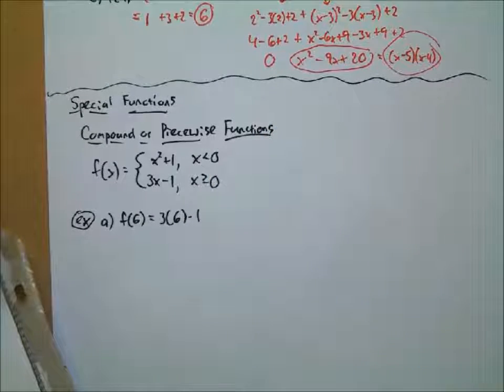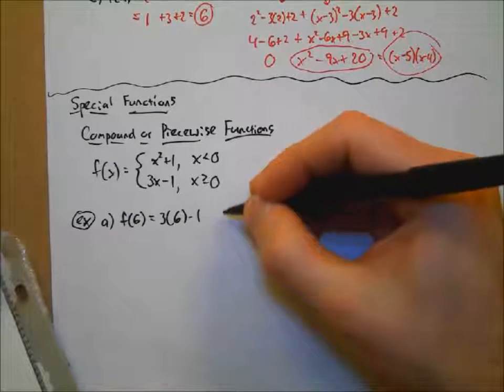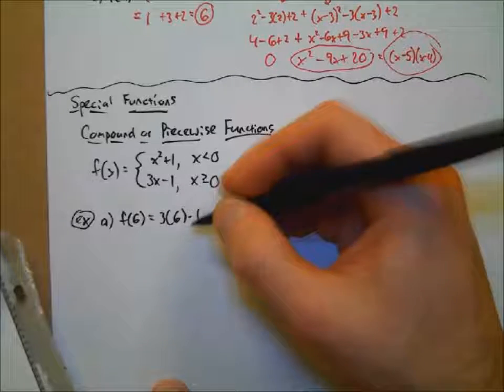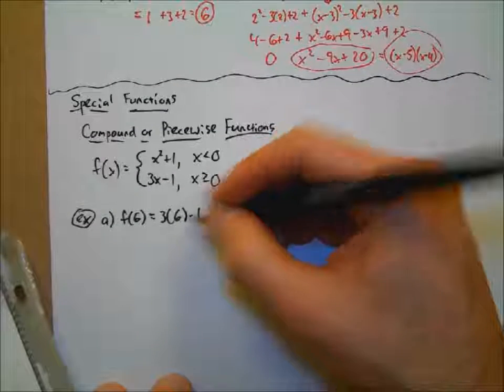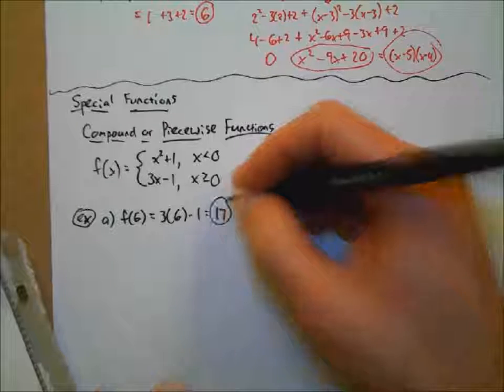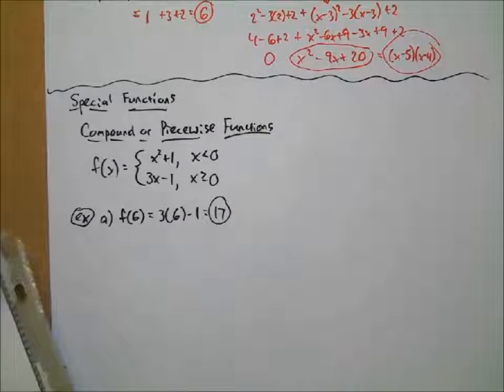Notice I'm not putting a comma here, I'm not saying comma 6 greater than or equal to 0. That's not necessary. We're just going to evaluate here. And so that's 18 minus 1, which is 17.